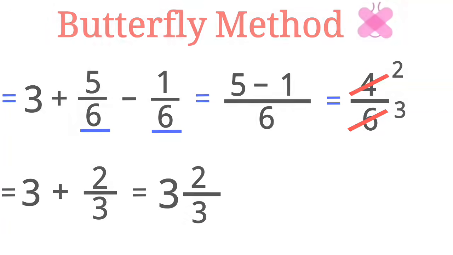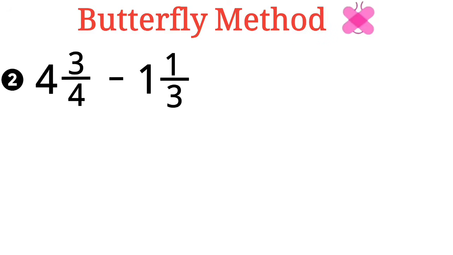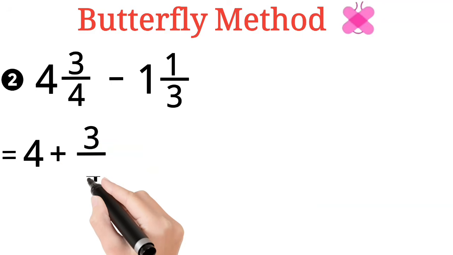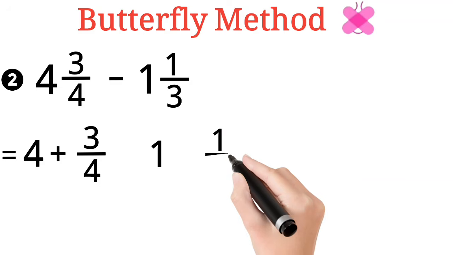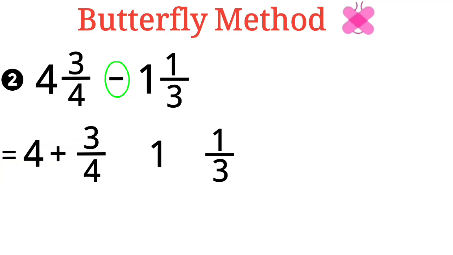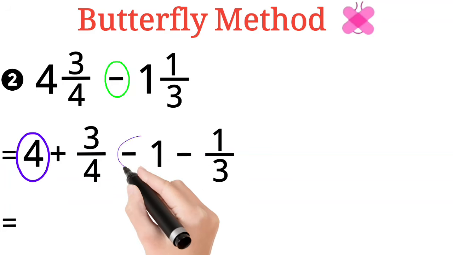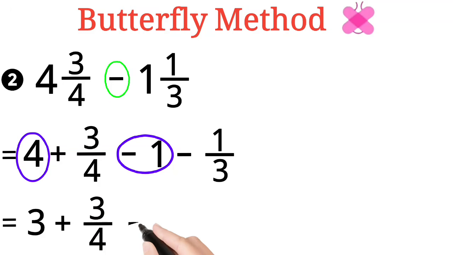Pretty straightforward. But what happens when the denominators are different? Let's try one example. 4 and 3/4 is 4 plus 3 over 4. And 1 and 1/3 is 1 plus 1 over 3. Because we have a negative sign in front of it, we would write it as minus 1 minus 1 over 3. Now we combine the whole numbers. 4 minus 1 equals 3. Now we're left with 3 over 4 minus 1 over 3.